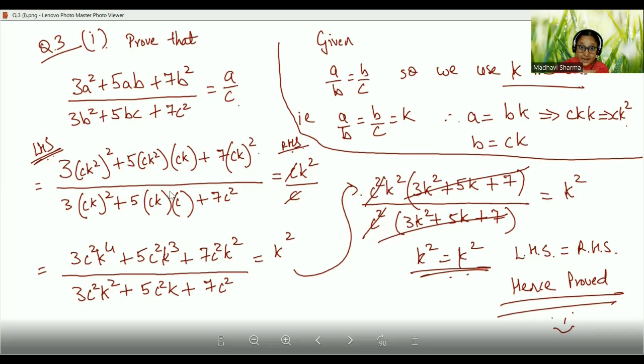In the K method, I have done this for both LHS and RHS. So here, this is A upon C, I have done CK square upon C. And this side, as usual. Here the common is C square, K square upon C square. Everything gets cancelled. Ultimately, I get K square is equal to K square. Hence, LHS is equal to RHS. Hence proved. Let's go ahead.